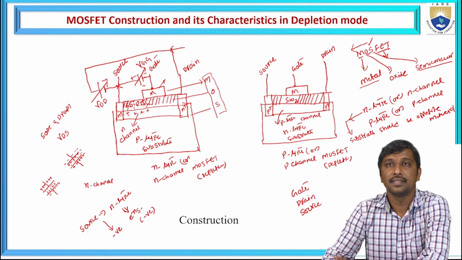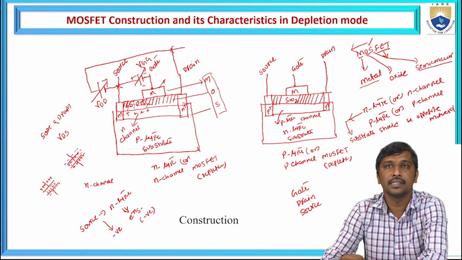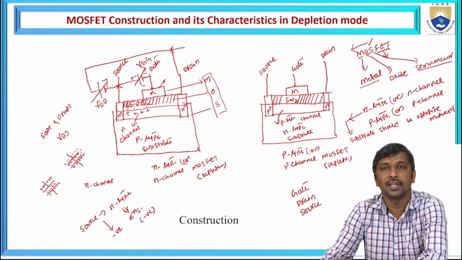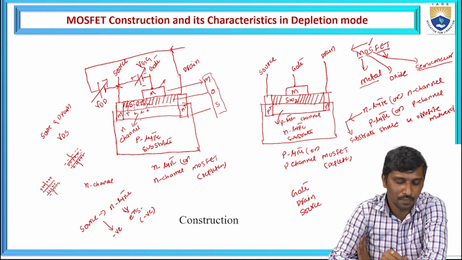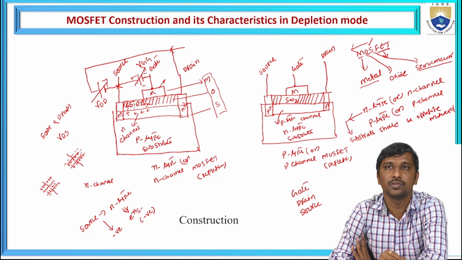So these are the two biasing voltages used to control the drain current. Initially we discussed that the FET is called the field effect transistor because the drain current is controlled by an applied electric field. Here also the drain current is controlled by an applied electric field between the gate and the source, as well as between the drain and the source.